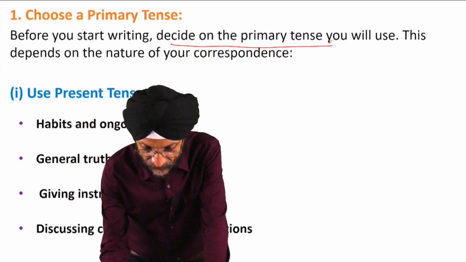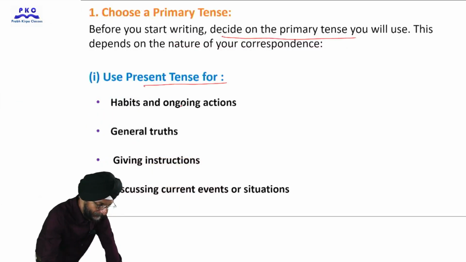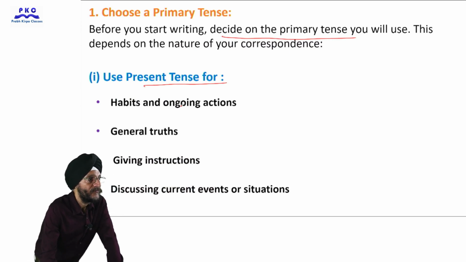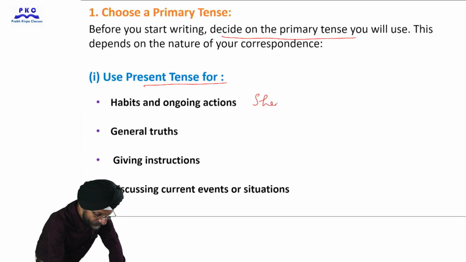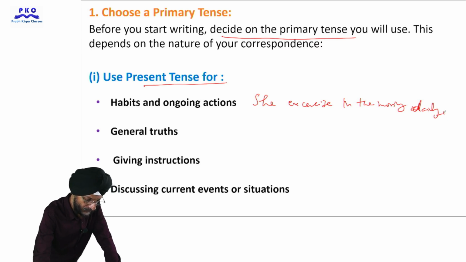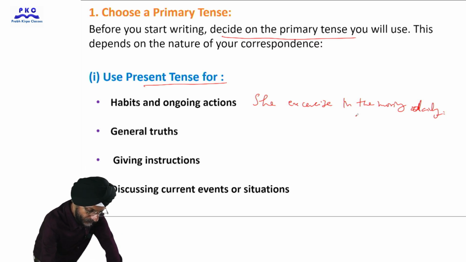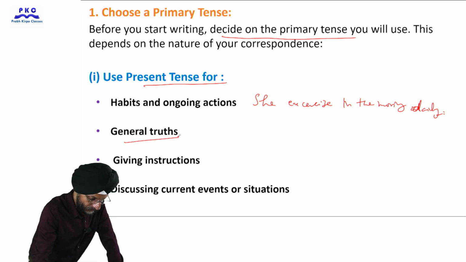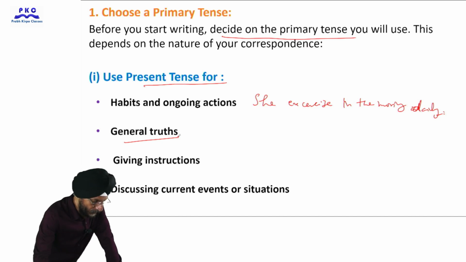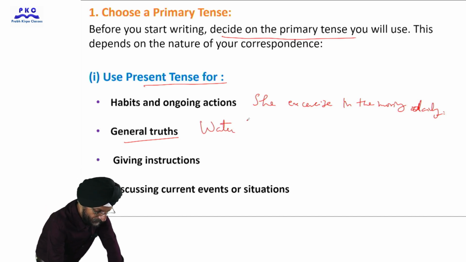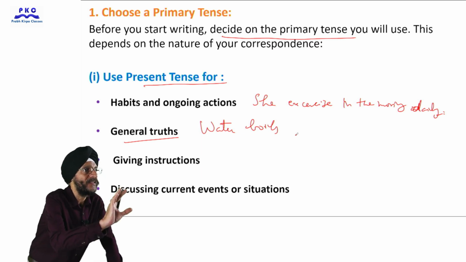primary tense. We have to use present tense for habits or ongoing actions. Habits may be such as, for example, she exercises in the morning daily. We can write about general truths. A general truth may be: water boils. Here we are making use of present tense.